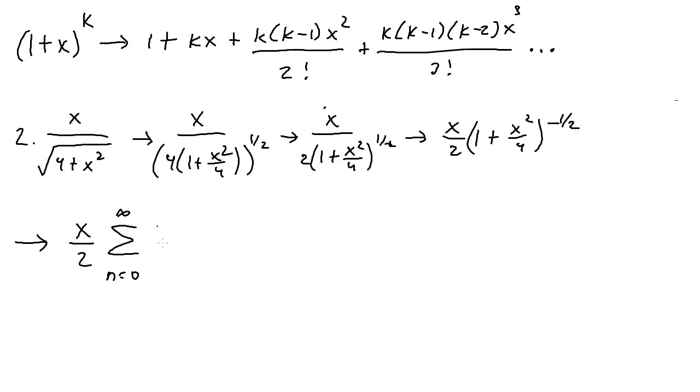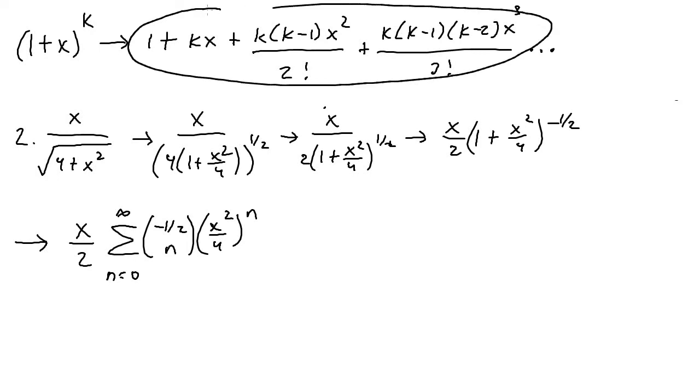Now our k value is negative 1/2. We have n on the bottom, and instead of x to the n, instead of having a positive x, we have positive x squared over 4. So we're going to replace x with x squared over 4. So it's going to be x squared over 4 all to the n power. And so now what I can do is expand the binomial given the formula.